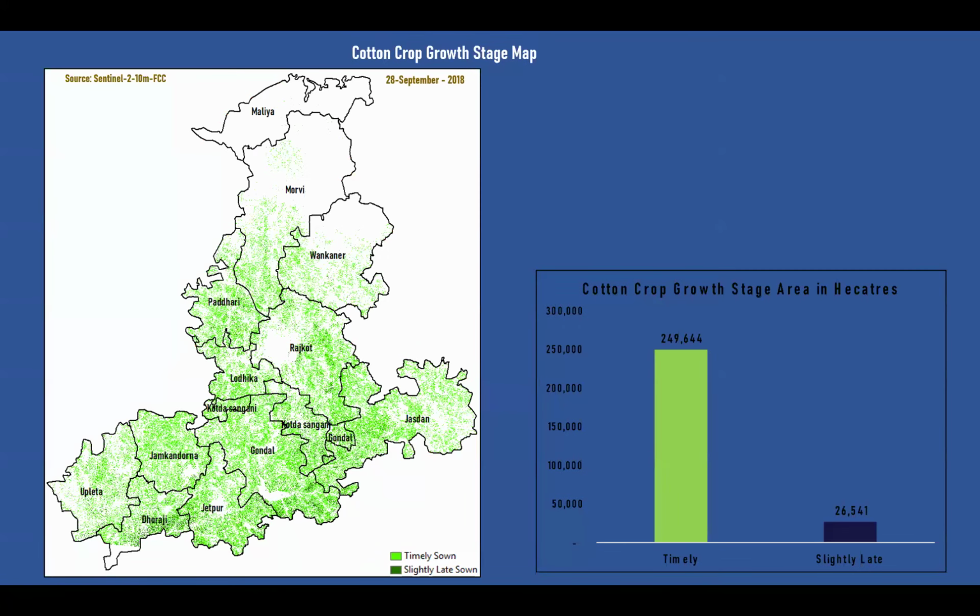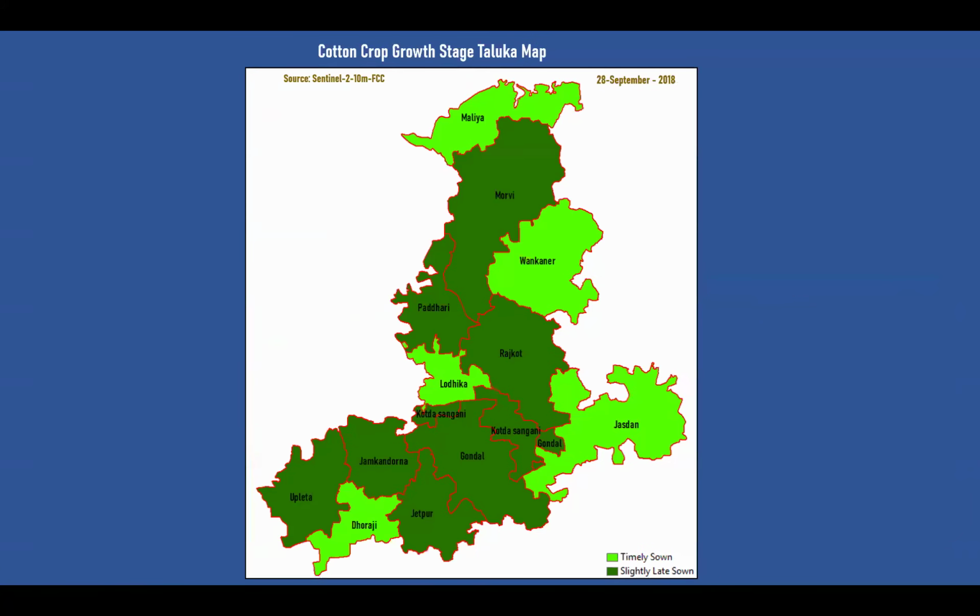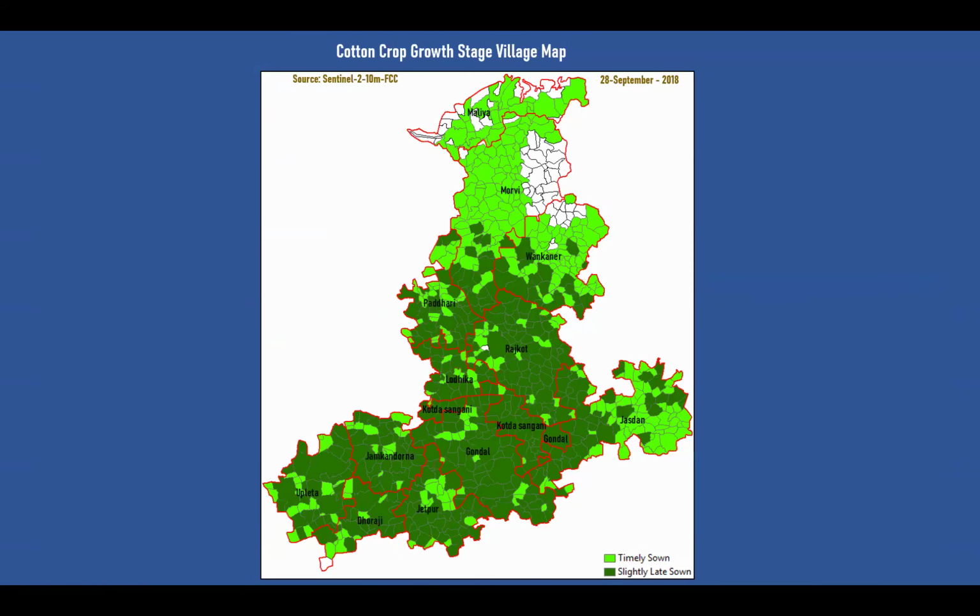Now, this is the crop growth stage. We know that all the farmers will not be sowing at the same time. So, timely sown and late sown. Through the index, we can find out that around 26,541 hectares were late sown. The rest all were timely sown. Now, where are they? If it is taluka like this, but if it is village level, these are the villages where there were late sown.